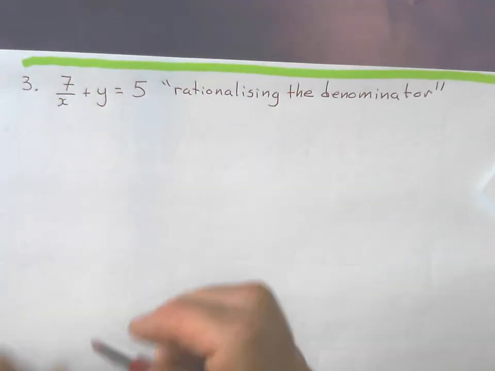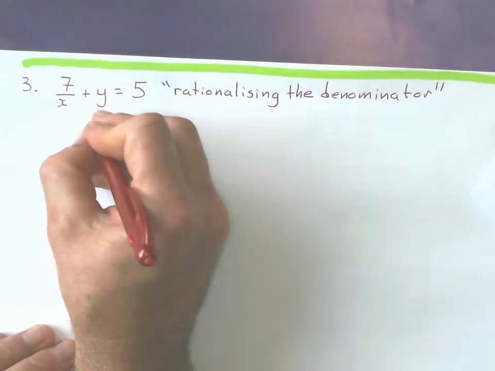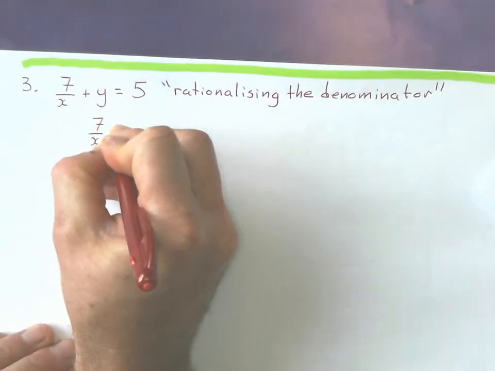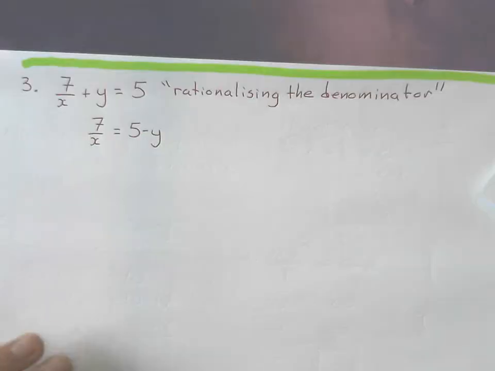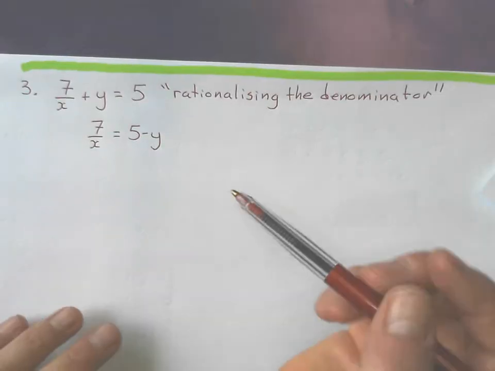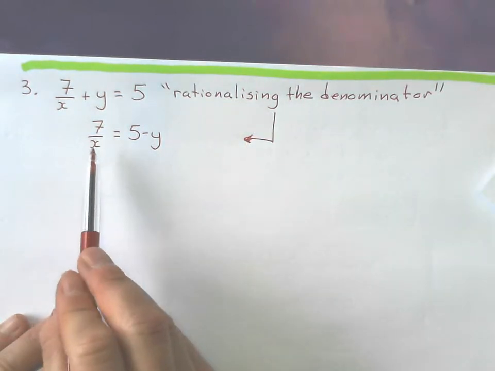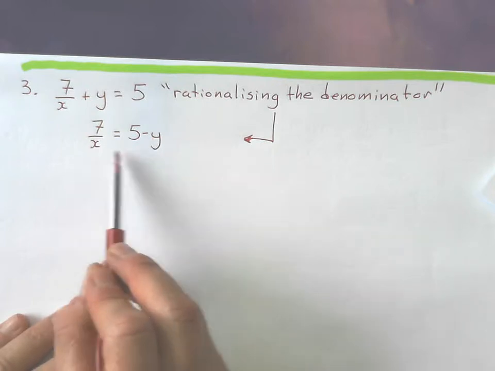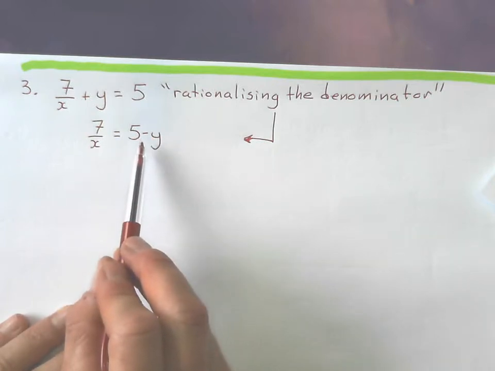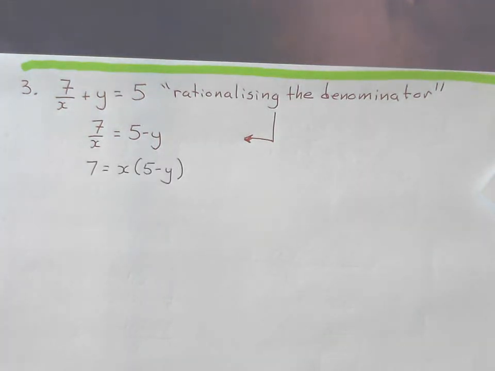But before I do that, I have to shift that y over there. So I'm going to have 7 over x equals 5 take away y. And now rationalizing the denominator is in effect here. To get that x from underneath the fraction, I'm going to multiply it to this side, and I have to multiply it to the whole side, so I have to use brackets.